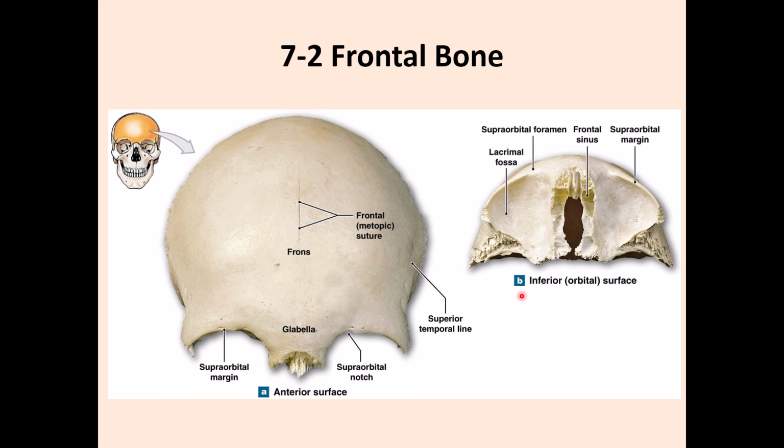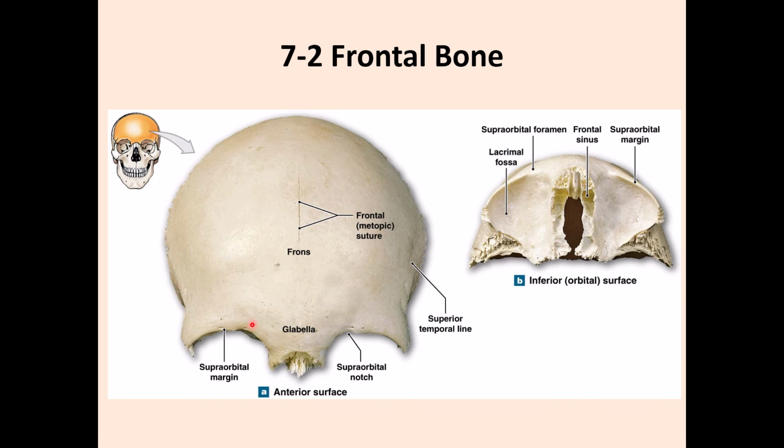And if you look at it from inferior to superior, going from the bottom looking upward, this is making the roof of the orbital cavity. In the middle you have the frontal sinus, and some people may get a headache if they have sinusitis. This area that you see is the margin, and here is the supraorbital notch, and above that is the foramen. So this is the foramen here.